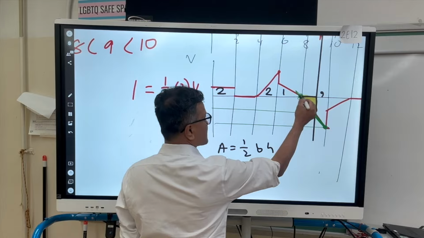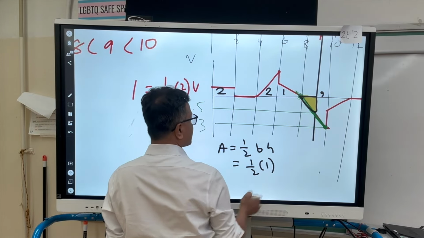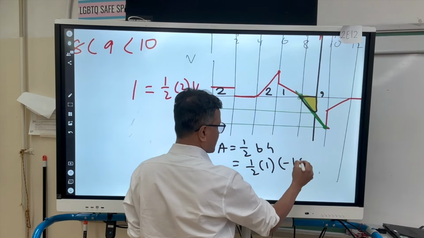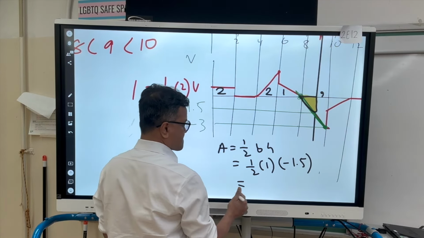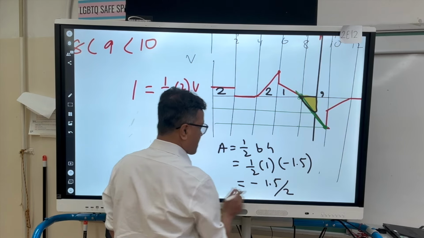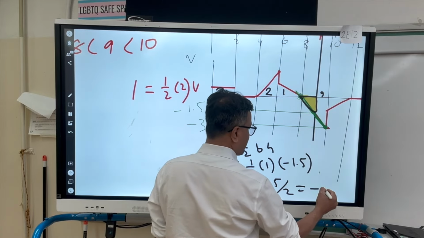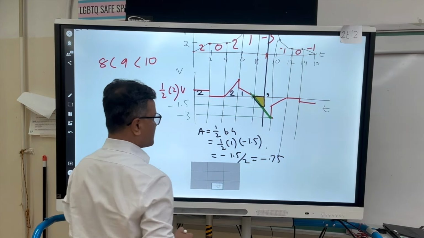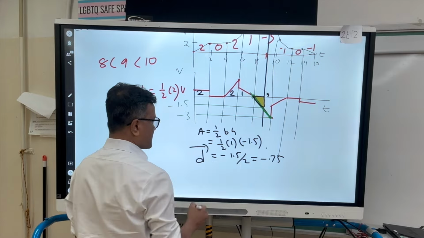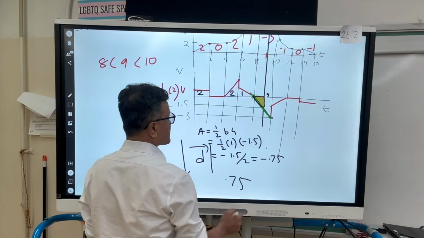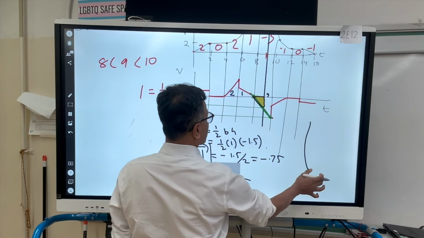Half b is 9 minus 8. H is negative 1.5. Negative 1.5 divided by 2, so negative 0.75. Distance can never be negative, so that's displacement. So you're going to take the absolute value and get 0.75. So you're going to write over here 0.75.